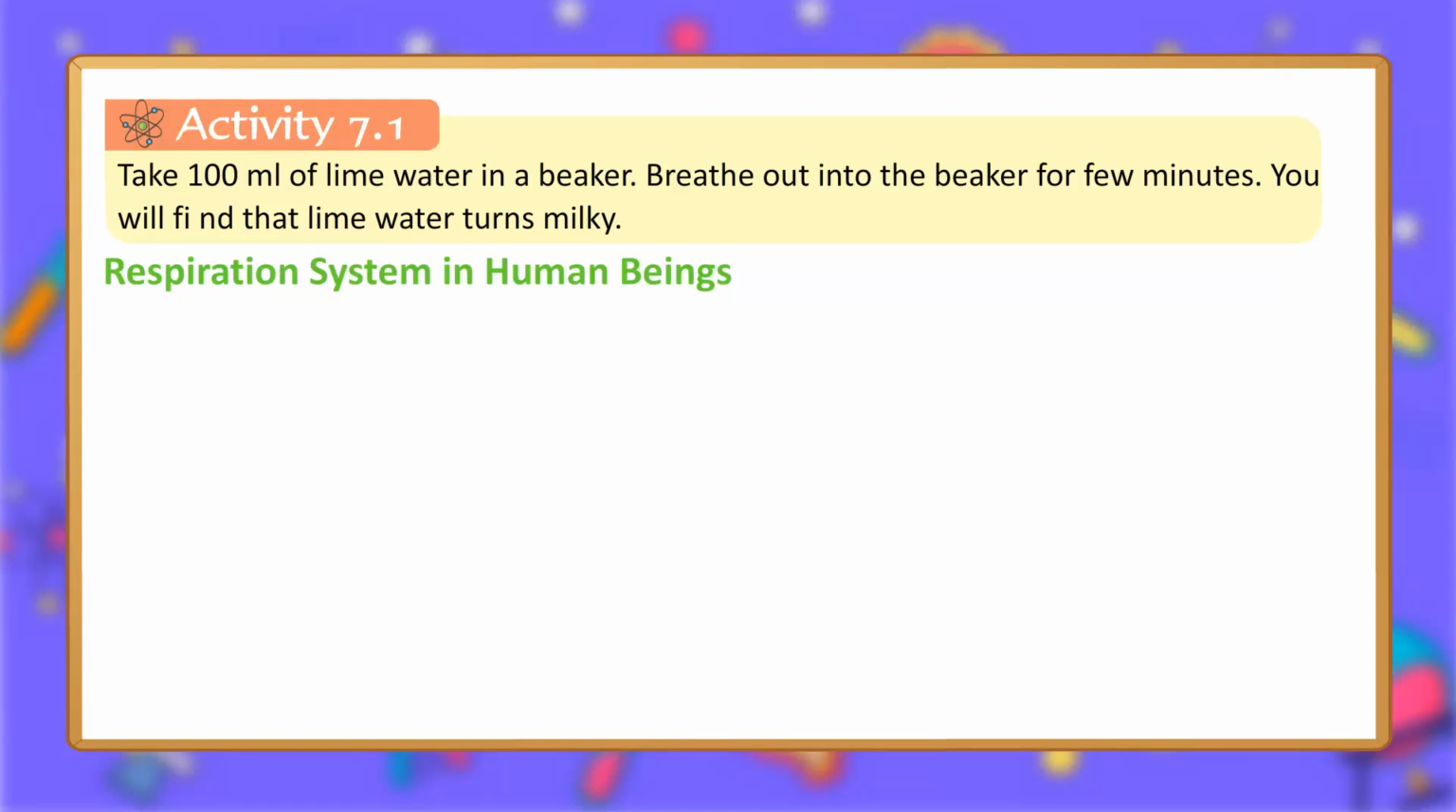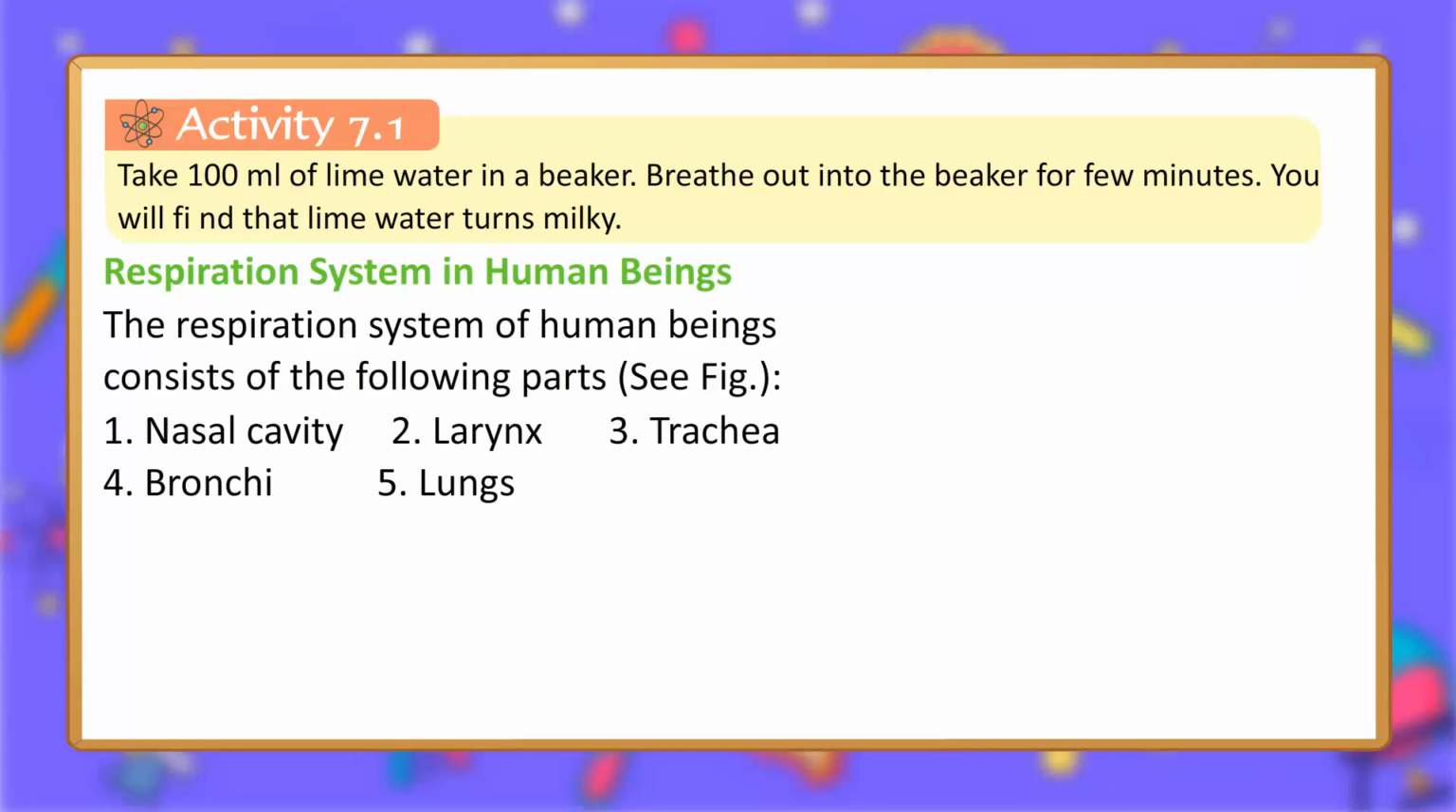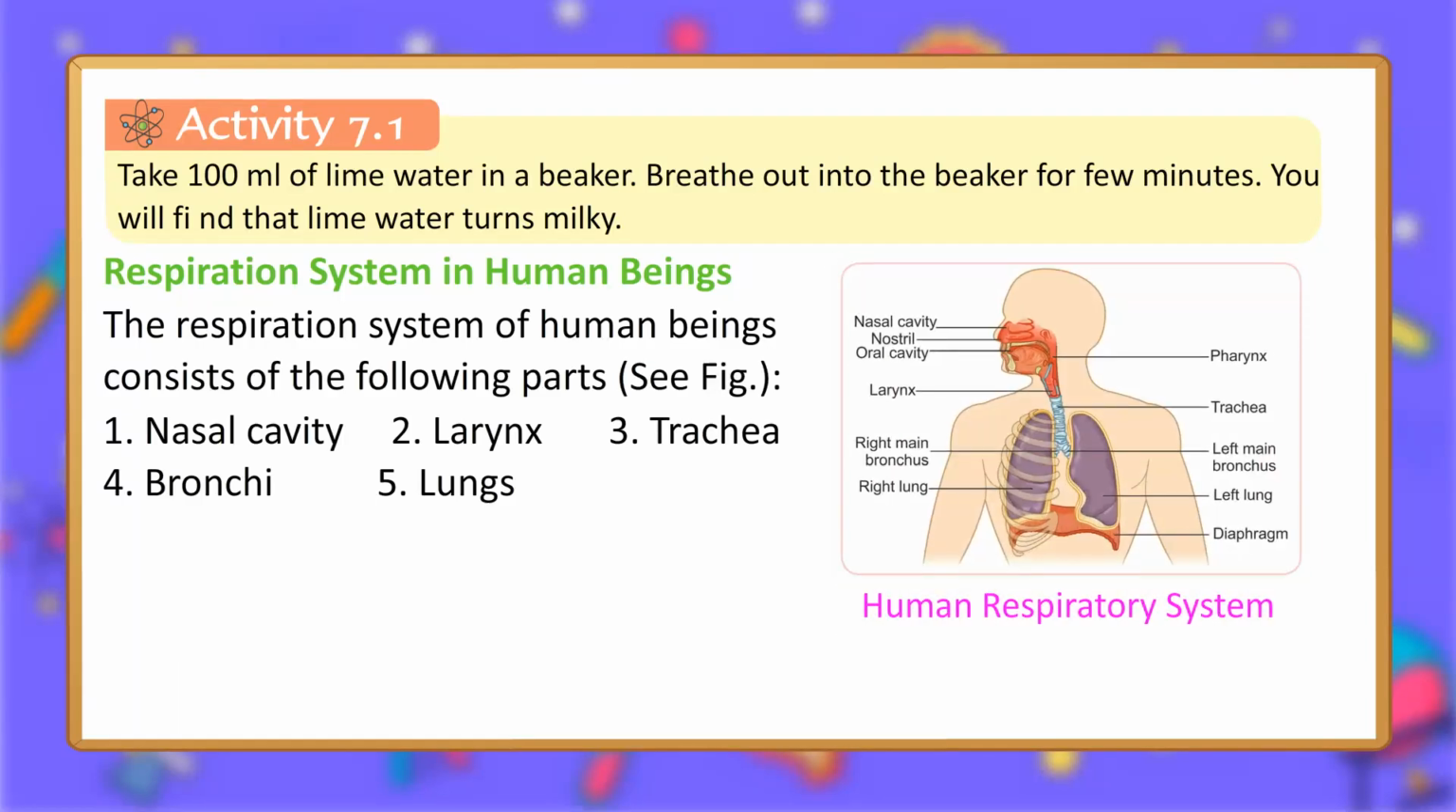Respiratory system in human beings. The respiratory system of human beings consists of the following parts. See figure. 1. Nasal cavity. 2. Larynx. 3. Trachea. 4. Bronchi. 5. Lungs. Human respiratory system. Nasal cavity. Nostril. Oral cavity.